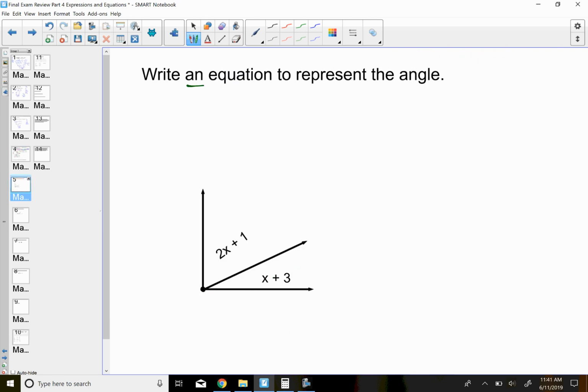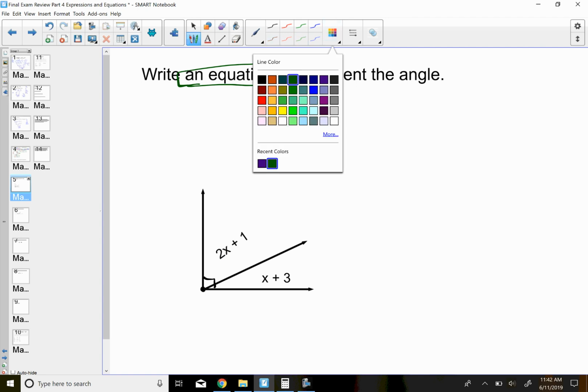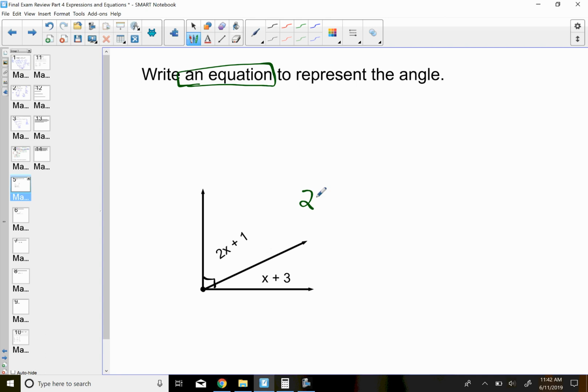All right, write an equation. So this time I need an equation, something with an equal sign, to represent this angle. So something I did not draw in this picture that should be there is this little box here. That would mean that this shape is a right angle. So these two angles together, so this piece right here and this piece right here together, so I mean add them together, will equal 90 degrees.